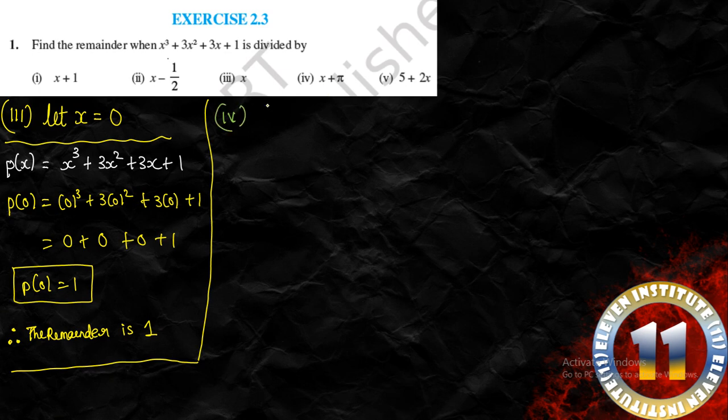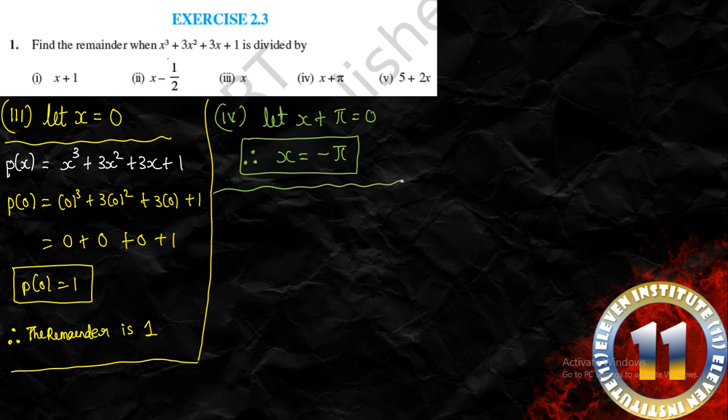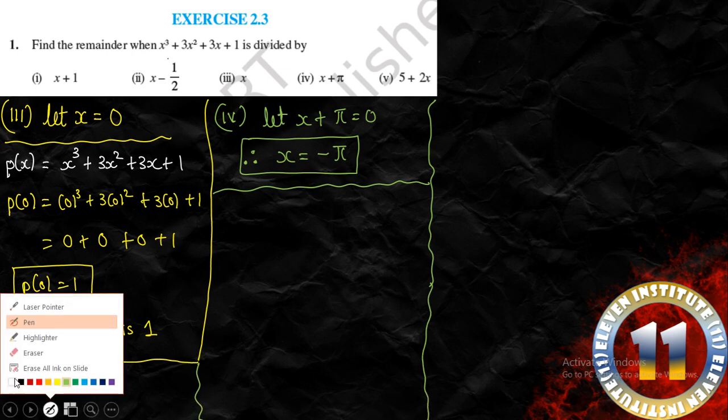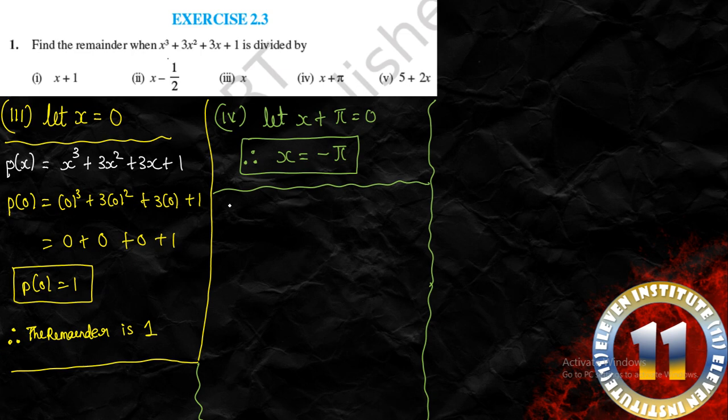So in the fourth one we have x plus 5, so we will write let x plus 5 is equal to 0. So we can write therefore x is equal to minus 5. Now instead of x we will have to put minus 5 inside the polynomial. So let us do that. Let us first write the polynomial as it is.